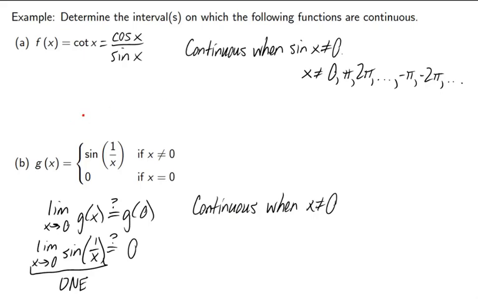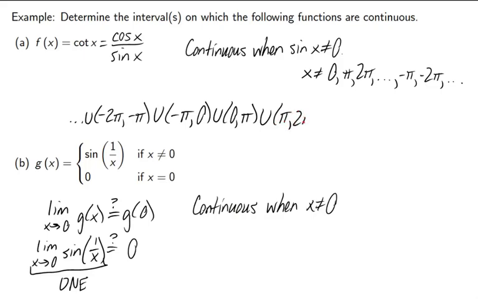We're just going to exclude all of the values that are multiples of pi, and I'm going to do it like this. So we've got negative 2 pi to negative pi, and notice I'm using open intervals. Negative pi to 0, 0 to pi, pi to 2 pi, and so on. The function's continuous on this infinite union of intervals. It's just not continuous at the multiples of pi. This one's a little bit easier. This is just negative infinity to 0, union 0 to infinity.